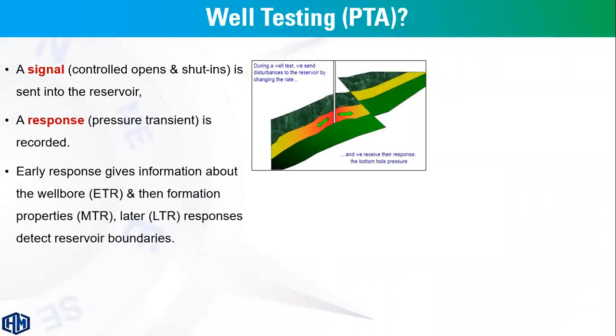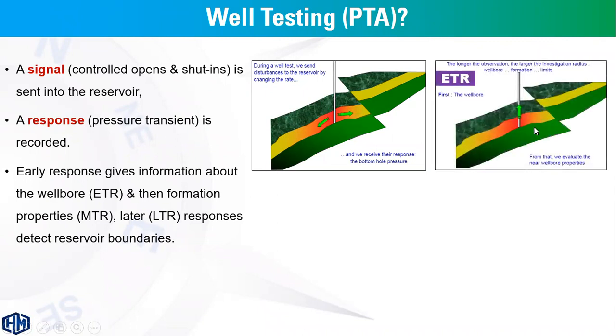Right now, what does it mean by well testing? Well testing is simply a pressure signal sent into the reservoir. The signal is created by controlled drawdown and shut-in, controlled opens and shut-in at surface. Meanwhile, the pressure response or the pressure transient is recorded by using downhole memory gauges. So as you can see, in this case, we have this signal sent to the reservoir. We record the reservoir response by dividing this response into 3 different periods.